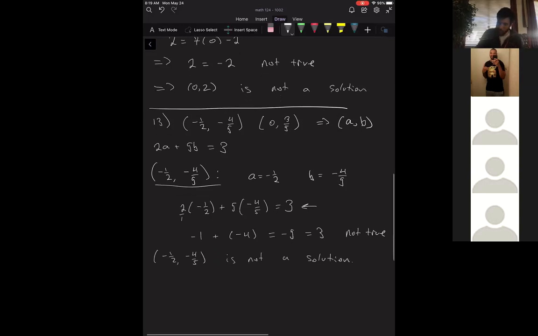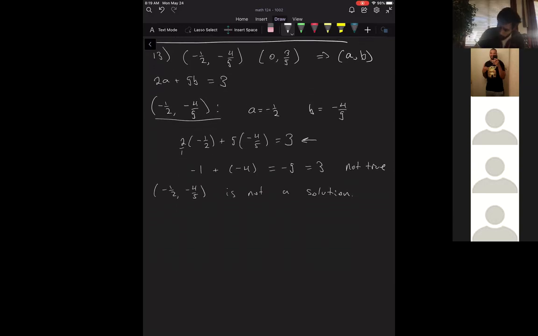All right, now let's go to the next point and try it out. 0, 3/5. All right, so here we have an a value of 0. We have a b value of 3/5. All right, let's plug everything into the equation. So we have 2 times a, so 2 times 0, plus 5 times b, so b is 3/5. And see, what does this equal? We need this to equal 3, but we'll do that in a second.